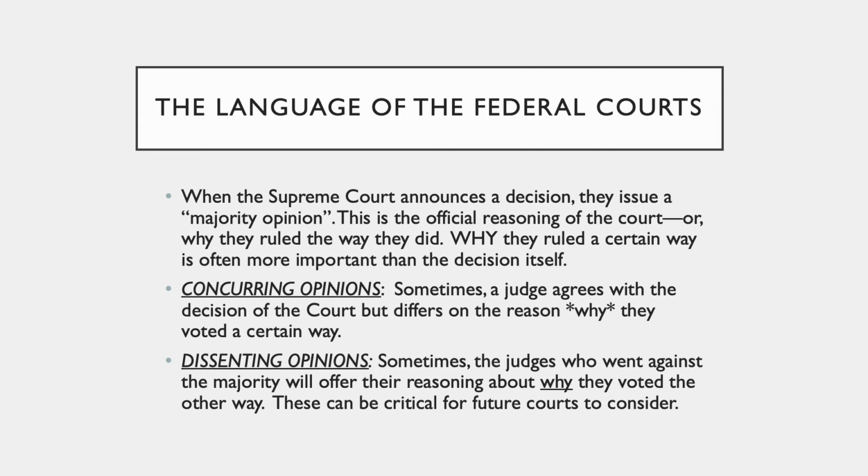The federal courts work off of what we call opinions. So when the Supreme Court announces a decision, the first thing they do is issue a majority opinion. A majority opinion is the official opinion of the court, the official reasoning. And in the case of federal law, the reasoning is what really matters.